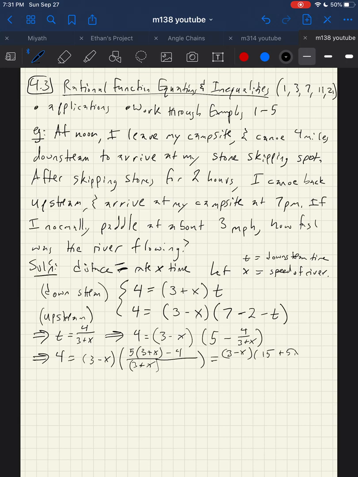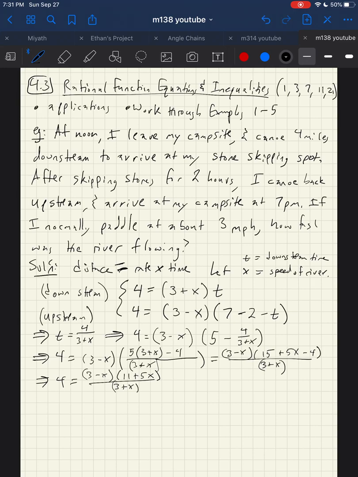So plus 5x. And then minus 4. So 15 plus 5x minus 4, all over 3 plus x. This leaves me with a final rational expression of 4 equals 3 minus x times 11 plus 5x over 3 plus x. Now, what am I going to do with this rational expression?